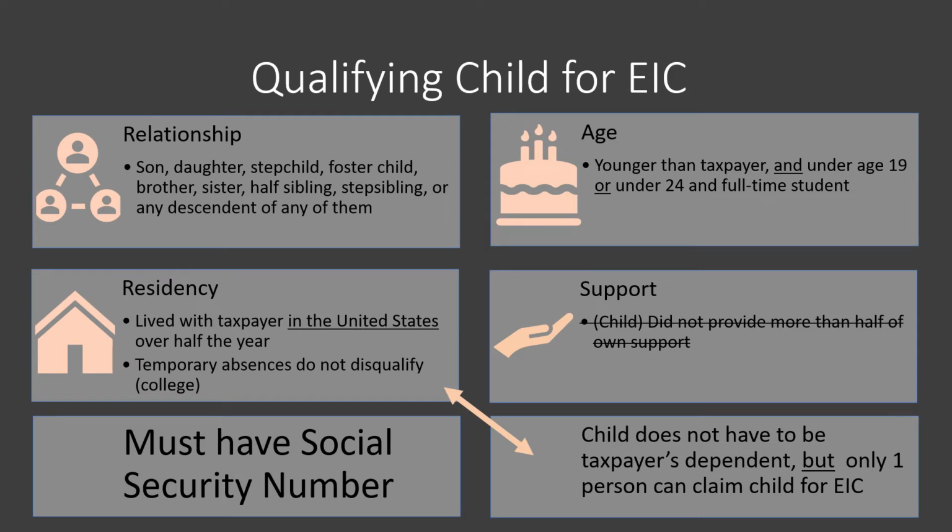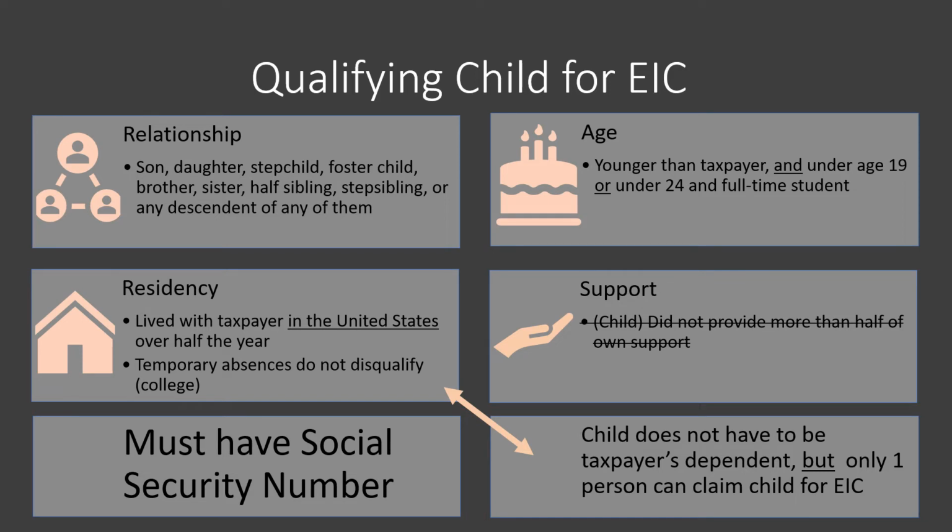The child does not have to be the taxpayer's dependent. So this is something that we think of in cases where parents are divorced or separated, and we have the custodial parent whom the child lives with, and then we also have a non-custodial parent, and according to the divorce decree, that non-custodial parent gets the dependency of that child so that they can claim the child tax credit in maybe alternating years.